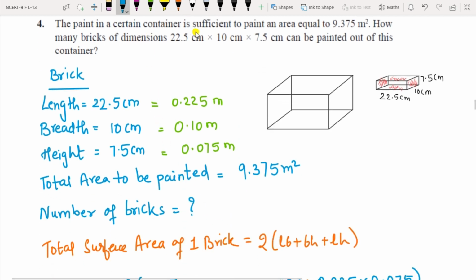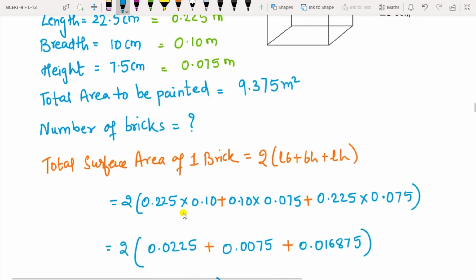The paint in a certain container is sufficient to paint an area equal to 9.375 meter square. How many bricks of dimensions 22.5 centimeter, 10 centimeter and 7.5 centimeter can be painted out of this container? So the length, breadth and height of the brick have been given in centimeter, converted into meter here. Since the area to be painted is given in meter square, you have to find the number of bricks here. For that you need to first find the total surface area of one brick.